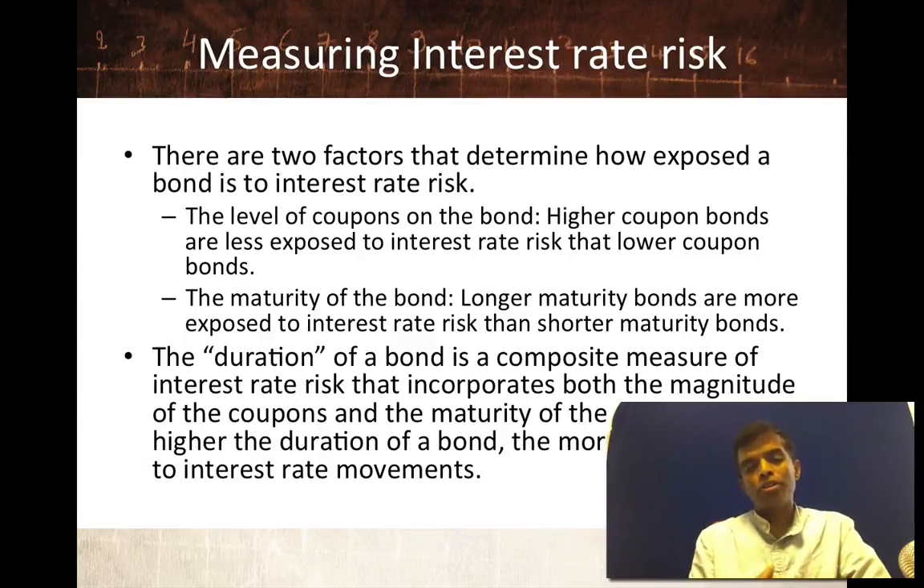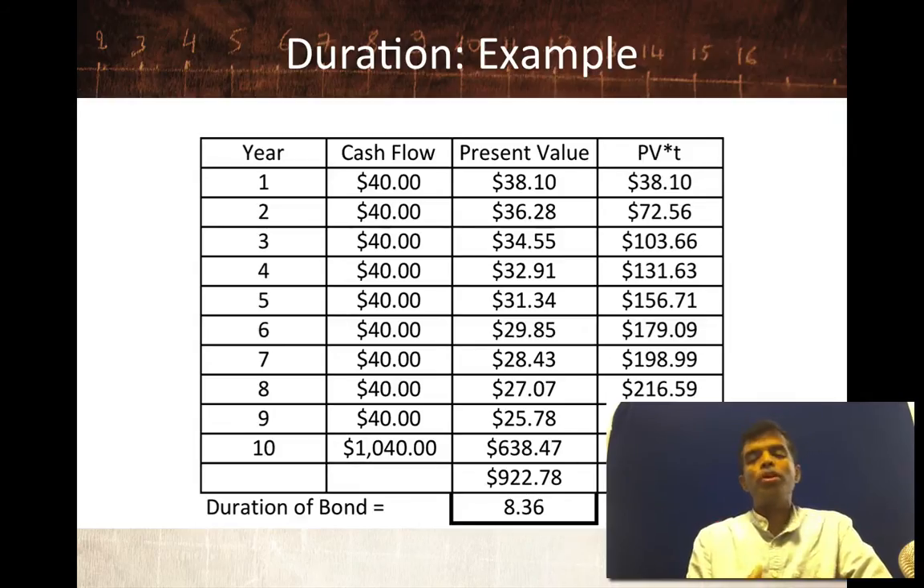Here's a far more interesting way. The duration of a bond is actually a measure of the interest rate risk in the bond. So the higher the duration of the bond, the more sensitive it is to changes in interest rates. So how is duration computed? There are lots of different ways, some more sophisticated than others. This is the simplest measure of duration.